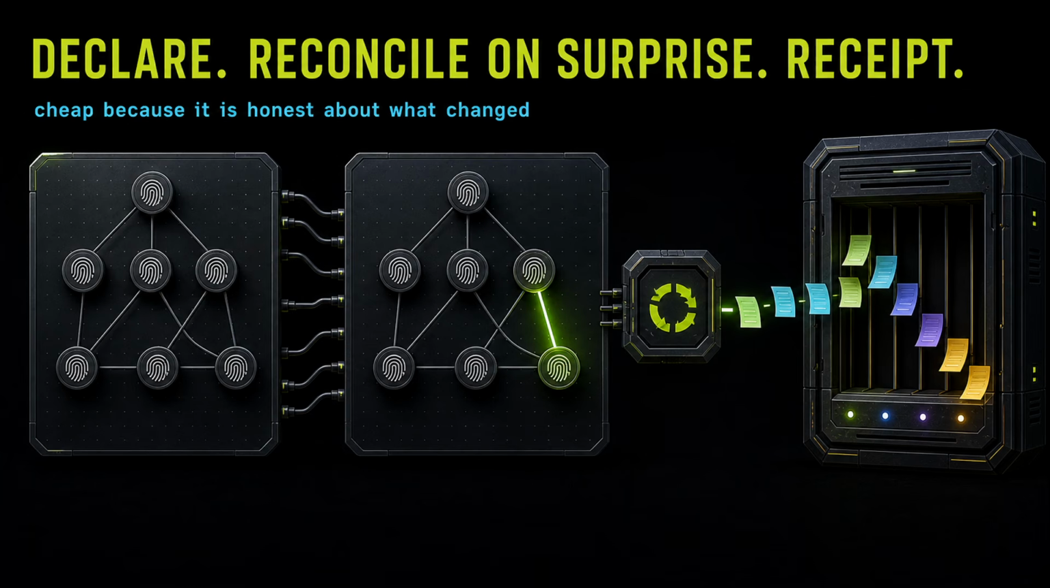So to close the loop, here is the whole model in 3 beats. Declare the world as it should be, reconcile only on surprise, leave a receipt for every decision. And the reason it is cheap to run is that it is honest about what changed. No change, no spend. The real shift is this. The cost of intelligence should not be measured in minutes. It should be measured by how much reality actually moved.